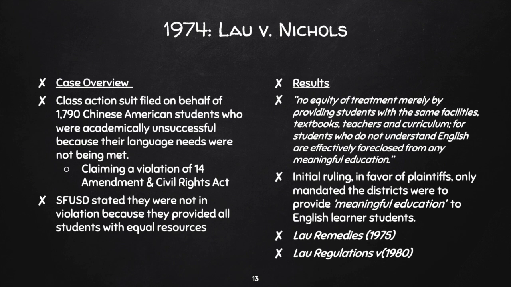What this turned into were the 1975 Lau remedies, and then that was reauthorized in 1980 to be the Lau regulations. So the initial ruling in Lau v. Nichols was for the Chinese American English learner students. Again, the judge ruled that there needed to be meaningful education for language learners. And so the way this was to be done were the prescribed Lau remedies in 1975 that came into policy, and then the Lau regulations that came in 1980. So let's go ahead and look at what those looked like.